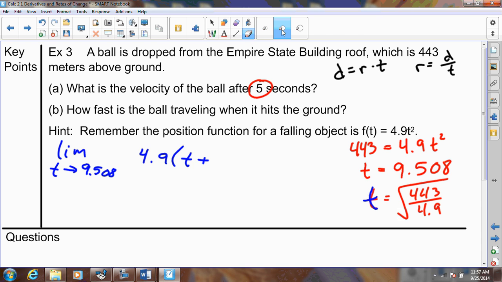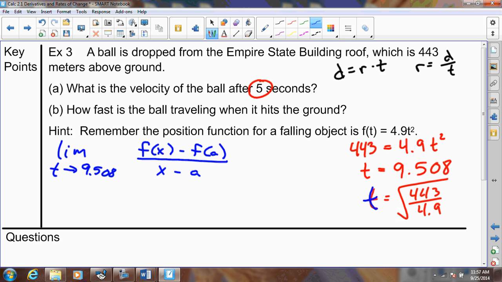I'm seeing some confused looks, so I want to backtrack and look at the problem again. So we'd have f of x minus f of a over x minus a. I need to use that letter t again: f of t minus f of a over t minus a. Well, f of t we know is 4.9 t squared. F of a, what's the height when it hits the ground? 0. So we'd have 4.9 t squared minus 0, but the a value was this other x1 that we were approaching.